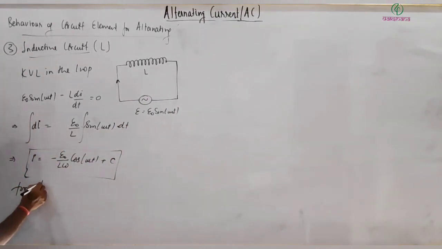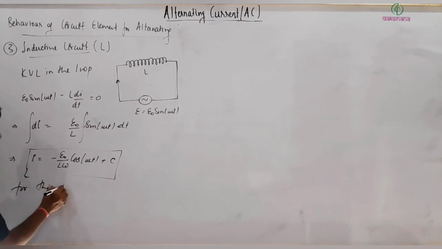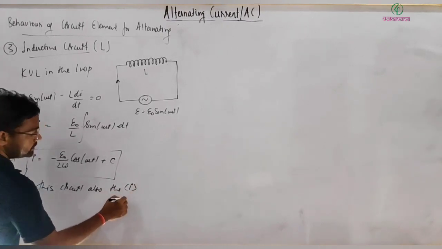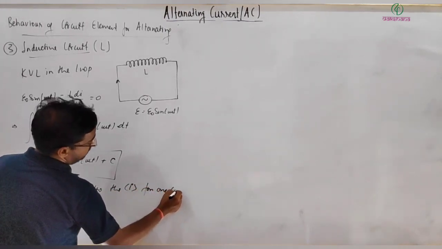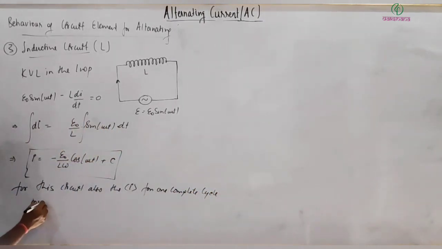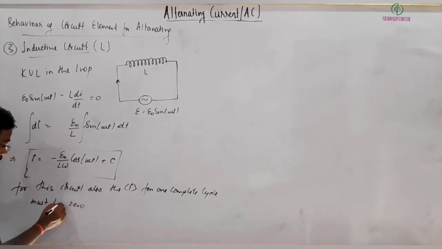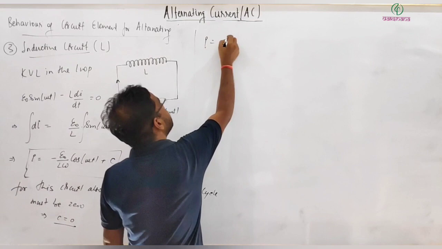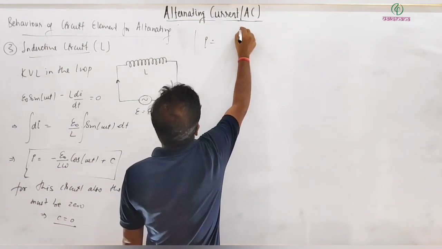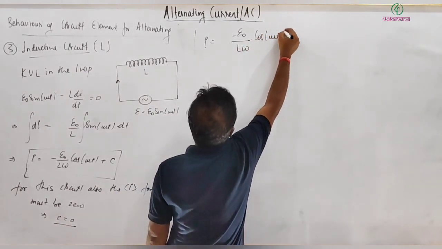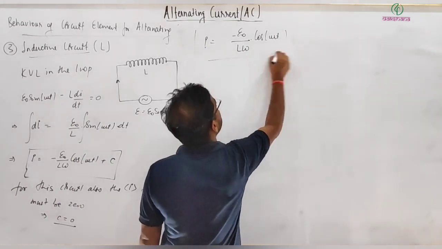Now even for the inductive circuit, here I check the value of c. So for this circuit also the I average for one complete cycle must be 0, and this implies, solving, we get C equal to 0. So finally I got the expression for current. It's coming out to be minus E naught divided by L omega into cos of omega t plus 0, and that's gone.